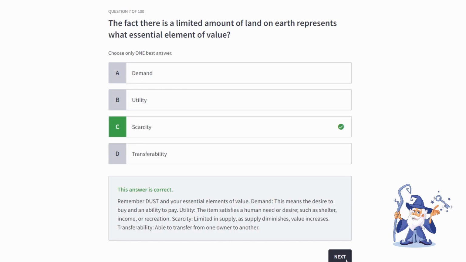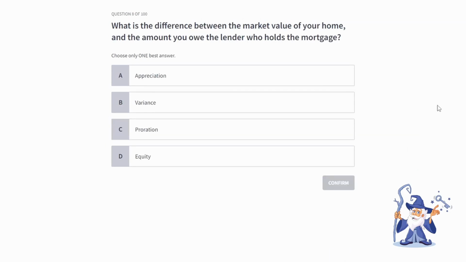Okay, next one. Question number 8. What is the difference between the market value of your home and the amount you owe the lender who holds the mortgage? And it gives us 4 options. A, appreciation, B, variance, C, proration, or D, equity. So go ahead and think that one over.